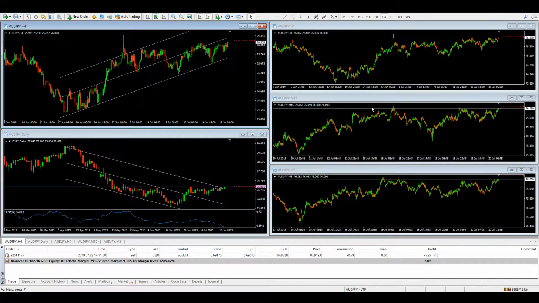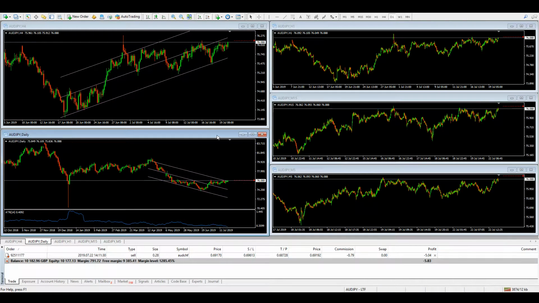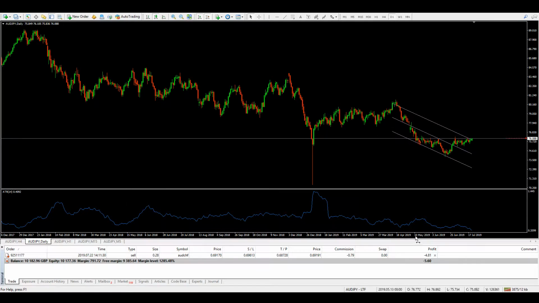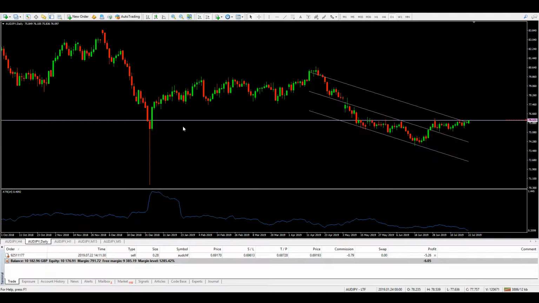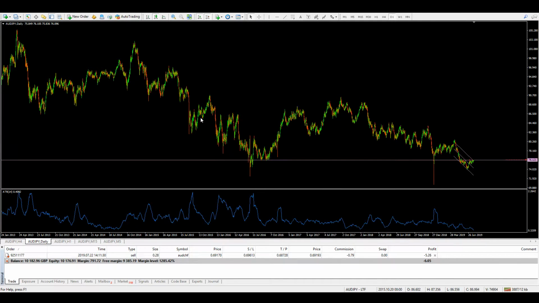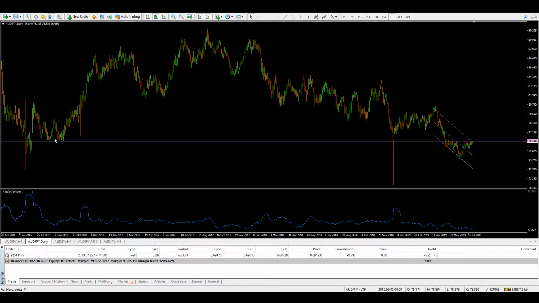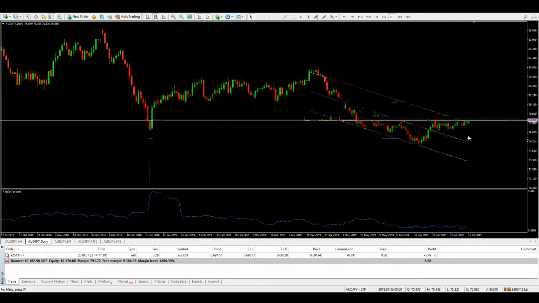AUDJPY we've already seen. Okay, so this pair here, what pops out for me on this is a lot of resistance on the daily. Seeing these highs here, it's having real trouble. It's just approaching it as we speak now, but this area here, we've seen interactions with this level. How far back does this go? So even back to here as well. So I'd anticipate that the price will struggle to get through that level.